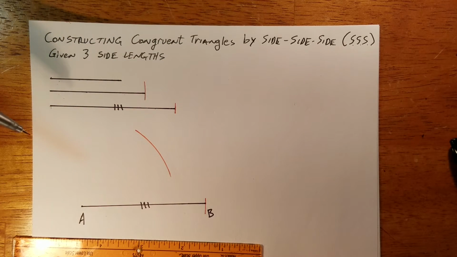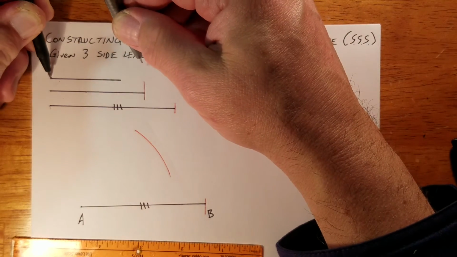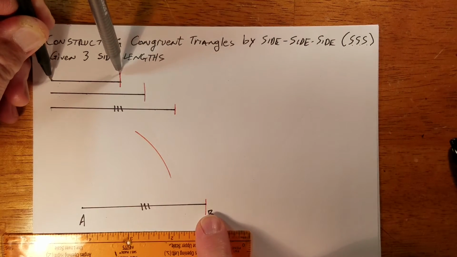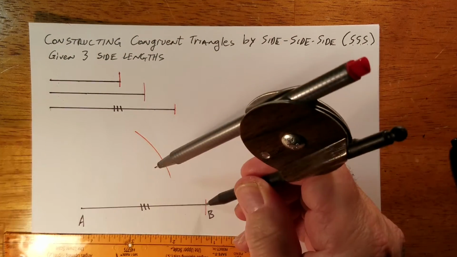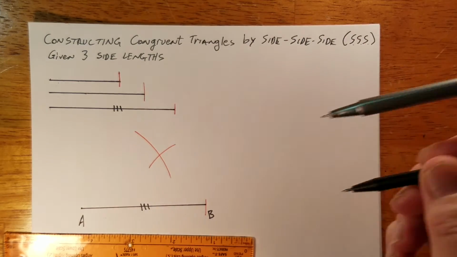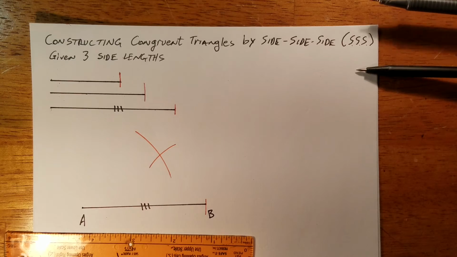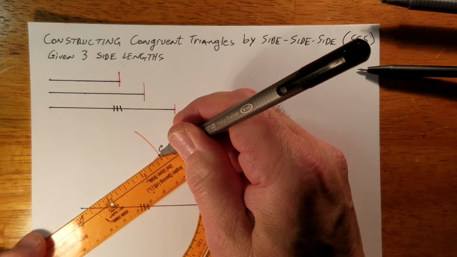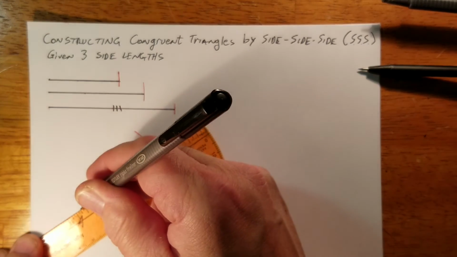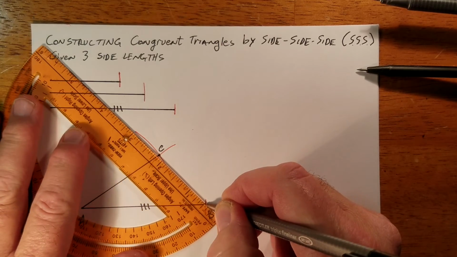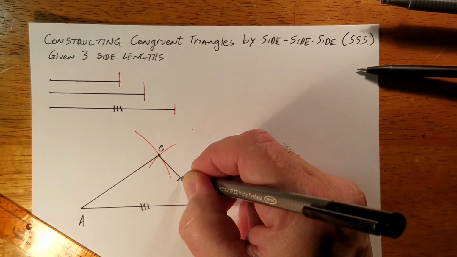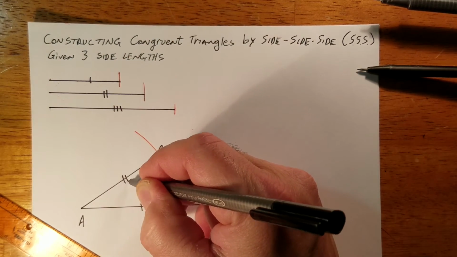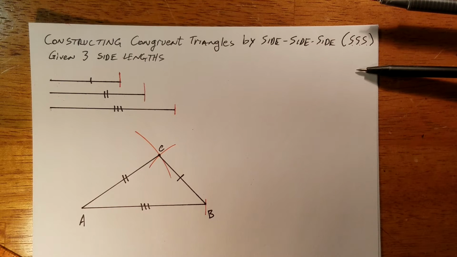Now to find where the other point of the triangle will be, we need to measure the third segment and attach it to point B. Where the arcs cross, that will be the third vertex of the triangle, and we can draw in the other 2 sides. So let's give 1 tick mark to the short side and 2 for this one. Okay, let's repeat that process.